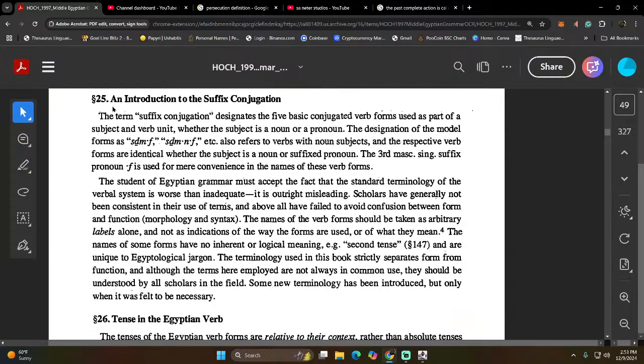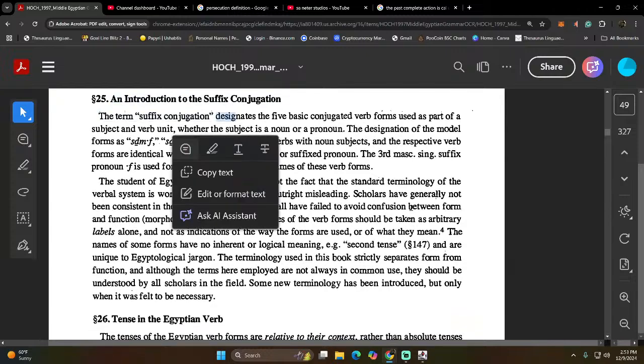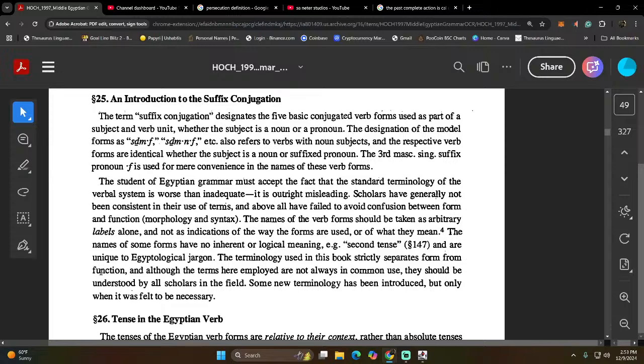So, obviously, an introduction to suffix conjugation. Since I already started talking about it, I'll read it. The term suffix conjugation designates the 5 basic conjugated verb forms used as part of the subject and verb unit, whether the subject is a noun or a pronoun. The designation of the model form is sejm F or sejm NF. That's everything we just was talking about, right?